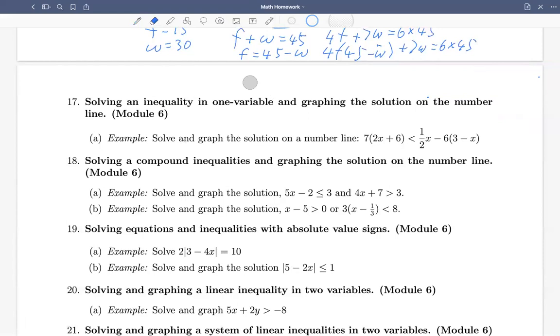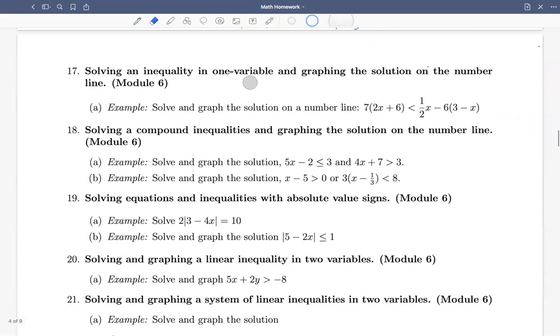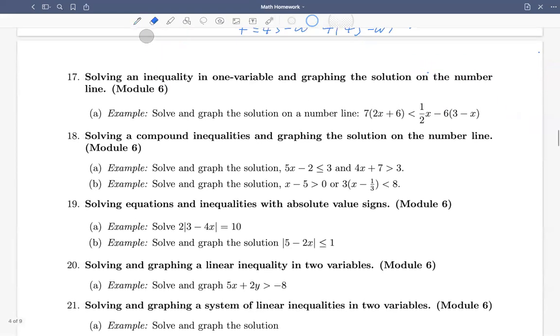All right. Change the pen. Come on. Let me use red color.